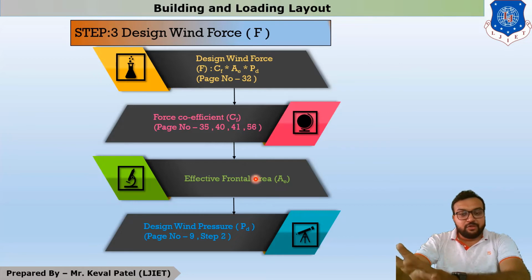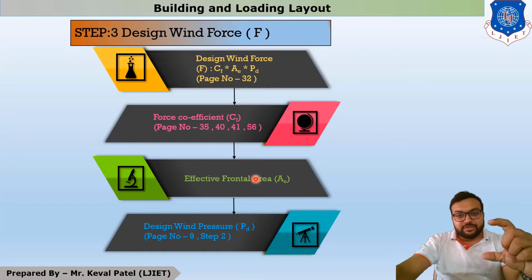Effective frontal area does not have any IS code provisions or page. There will be one direct equation, and if we put the values in that equation, then we will get our answer for the effective frontal area. And at last it is PD, which is design wind pressure. Design wind pressure is basically found from page number 9 and in our step number 2.